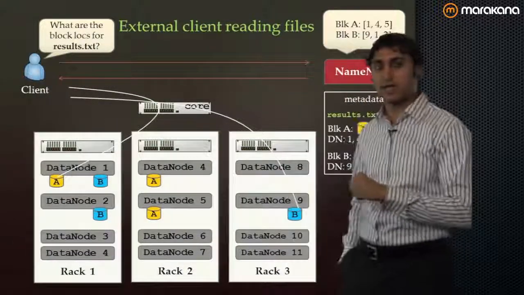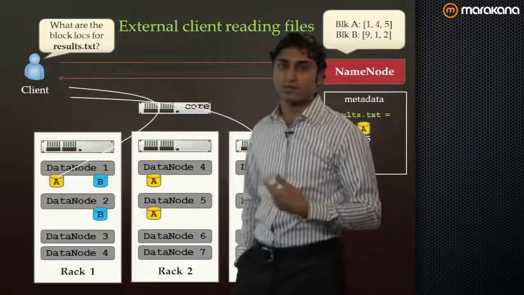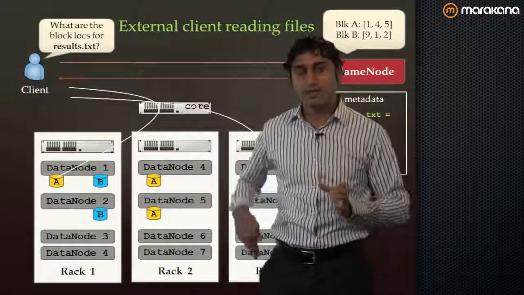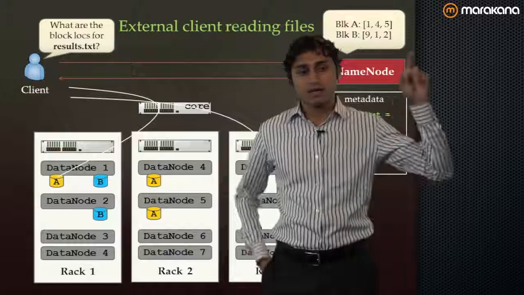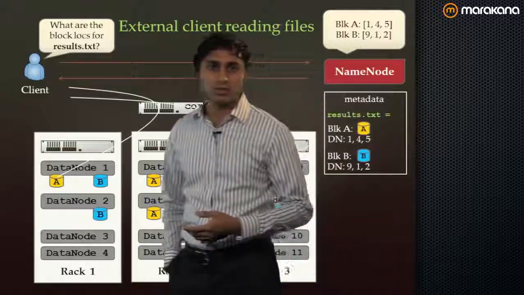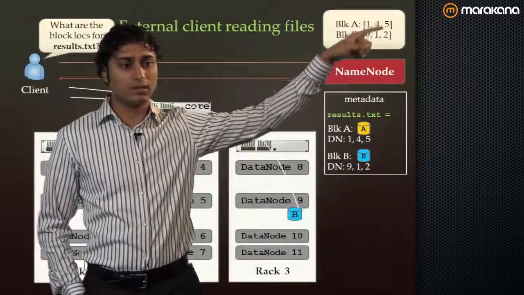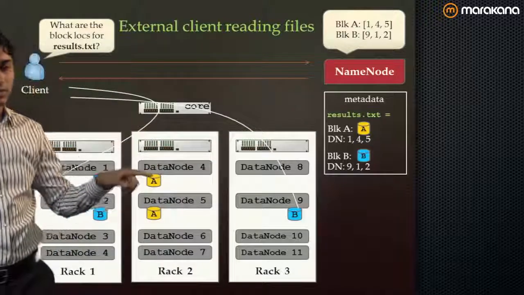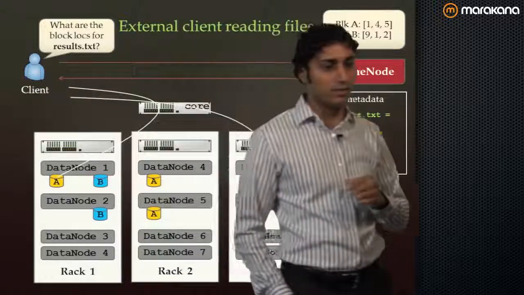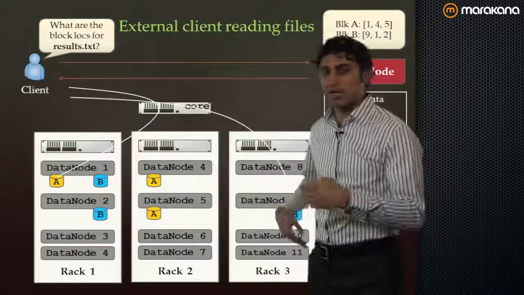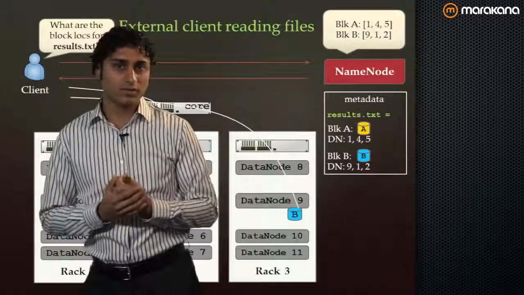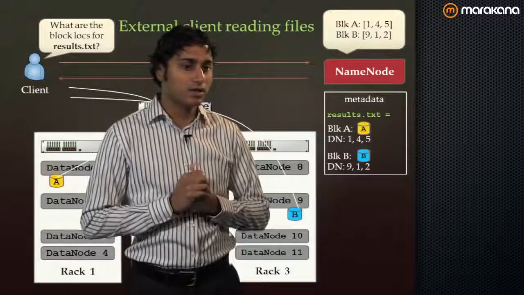Now, this list that the name node sends with block A being on 1, 4, and 5 is an ordered list, and this is kind of recommending the client to contact data node 1 first to read the first block. If the client cannot contact data node 1 for whatever reason, then it will move on to data node 4 to read the other replica of the block. The name node is intelligently ordering the list of data nodes based on how much network traffic each data node is under.